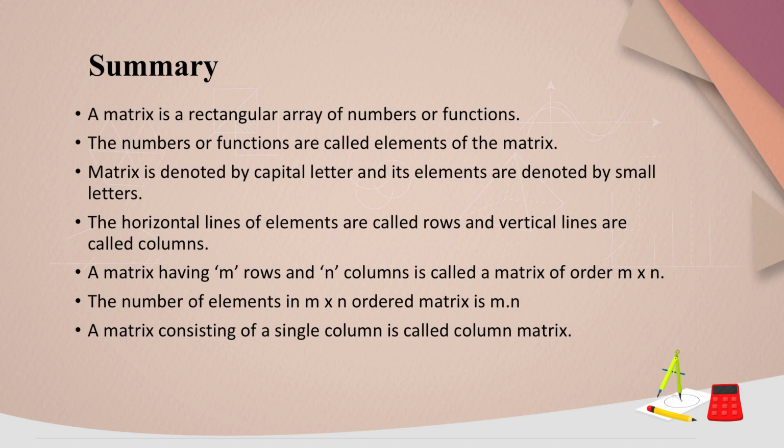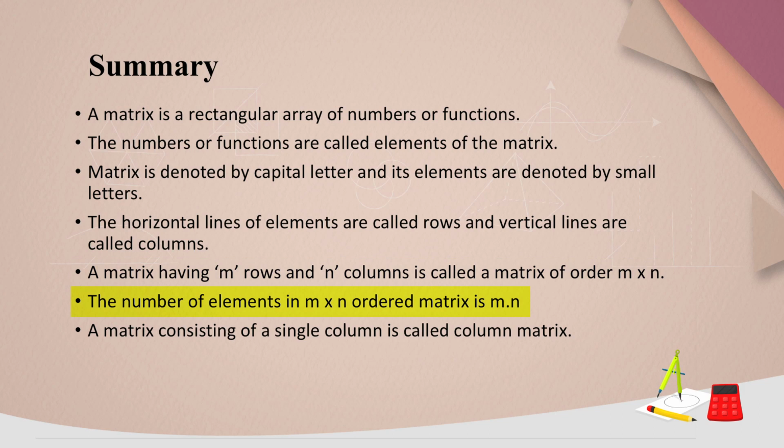So let us summarize the entire session that we have studied so far. A matrix is a rectangular array of numbers or functions. The numbers or functions are called elements of the matrix. A matrix is denoted by a capital letter and its elements are denoted by small letters. The horizontal lines are called rows and the vertical lines are called columns. A matrix having m rows and n columns is called a matrix of order m by n. The number of elements in an m by n matrix is m into n.